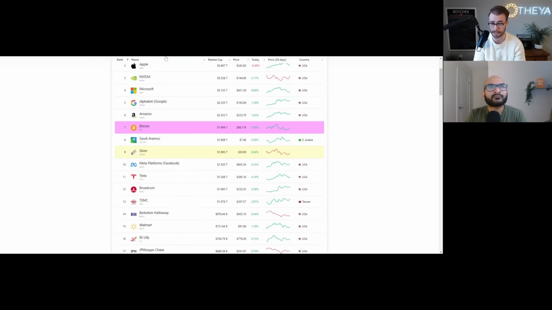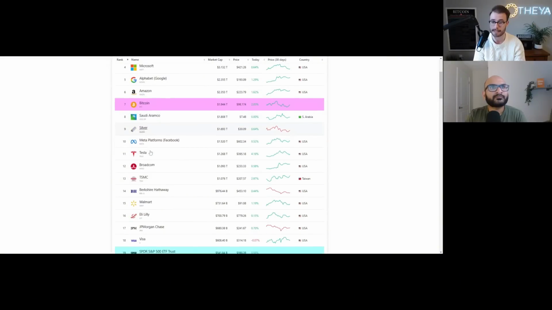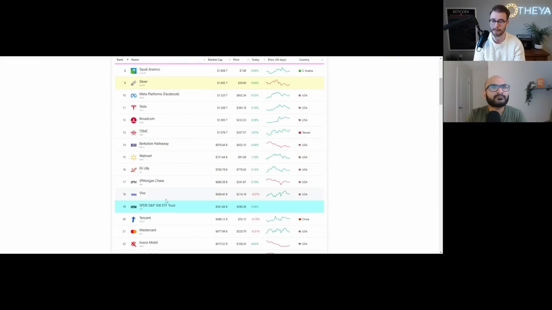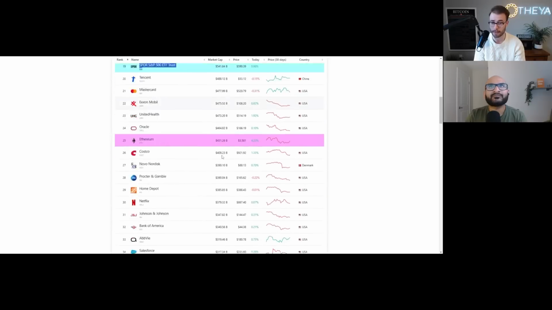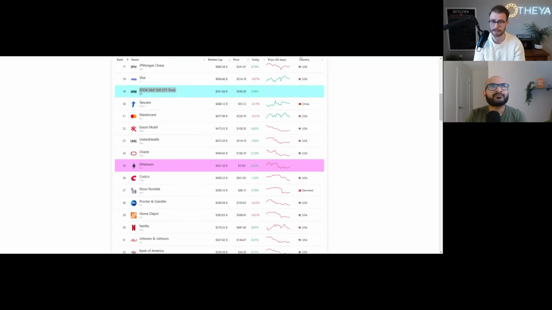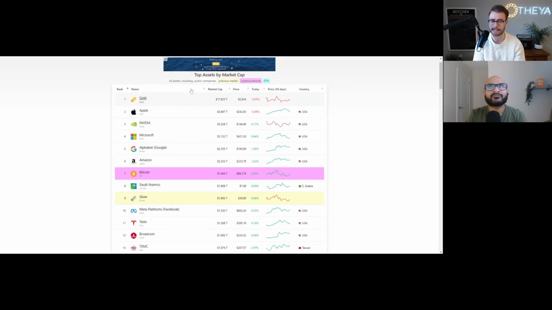Huge companies that you've obviously heard of: Meta, Tesla, Broadcom, TSMC, right? Berkshire Hathaway, Walmart. These massive assets, and the world's largest S&P 500 ETF, SPDR, or SPY rather. So now we're at the point where Bitcoin is number 7 in the world, right? According to this chart, number 7. Only a couple more slots before it's the world's largest asset. And then it becomes a question of what then?